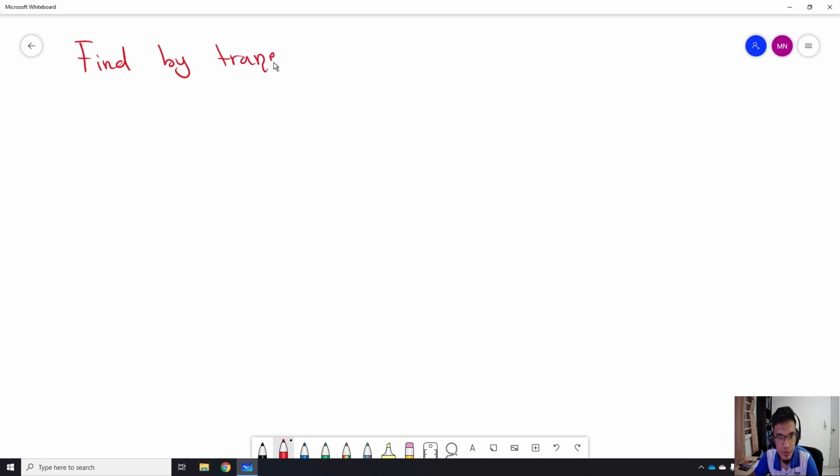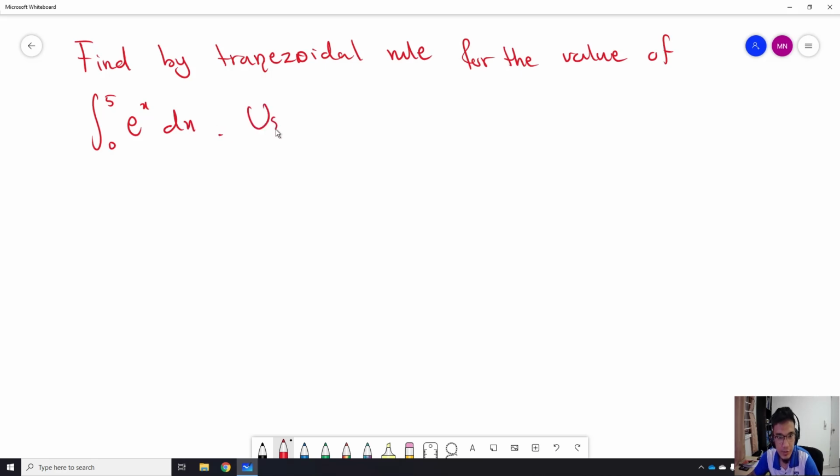Okay, let's first try an example. Find by the trapezoidal rule the value of the integral of 5 to 0 of e to the power of x dx, and use 5 intervals and give your answer to 4 decimal places.